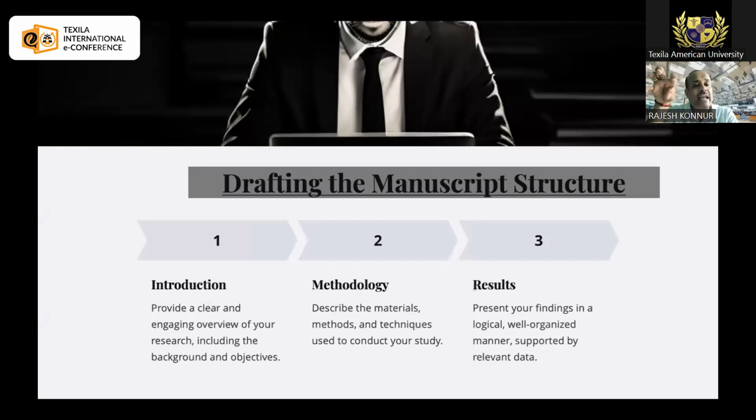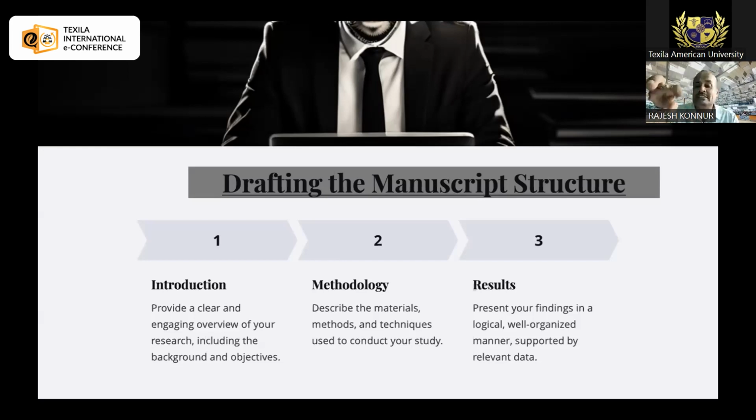So start with IMRAD. Usually we follow the IMRAD format: introduction, methods, results, and discussion, and at last writing the references. This is the format. But overall, first and foremost, you have to have an introduction. It must be very catchy, so that when others read it, they get interested. This you can write at last.